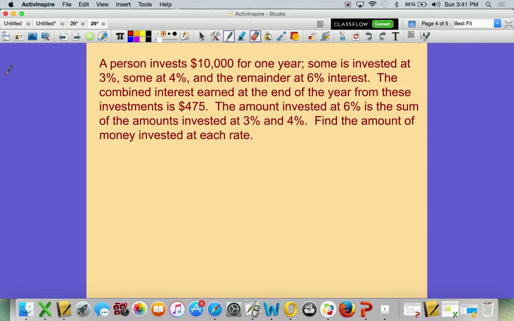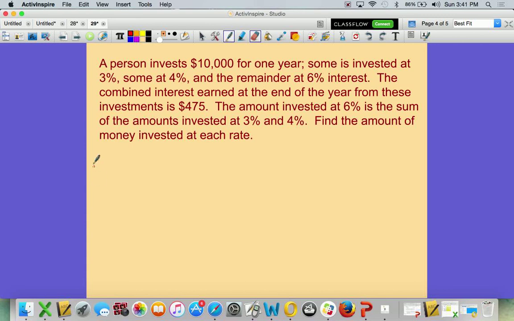Word problem. Read it really quick. A person invests $10,000 for 1 year. Sum is invested at 3%, at 4%, and at 6%. Combined interest earned at the end of the year from these investments is $475. The amount invested at 6% is the sum of the amount invested at 3% and 4%. Find the amount invested at each rate.